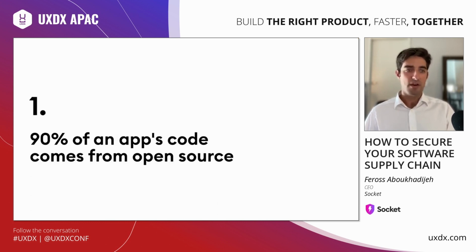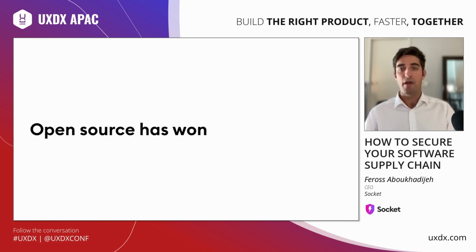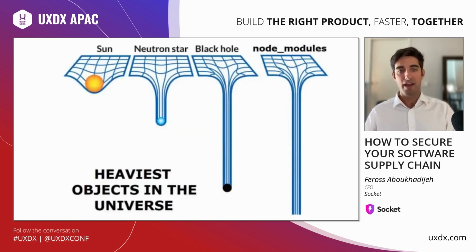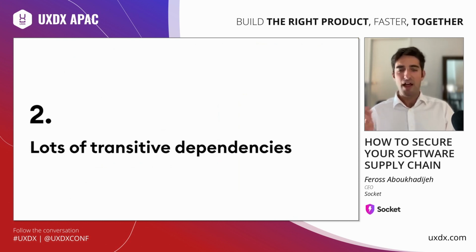So the first reason is that 90% of an app's code comes from open source. So really, open source has won. Open source has enabled teams to build powerful applications in days or weeks instead of months or years. Open source works because anyone can inspect the code, anyone can contribute, anyone can publish a package. And open source communities are trusting by default. Good contributors are rewarded with recognition and eventually publish rights. So this is also the reason why your npm node modules folder is often one of the heaviest objects in the universe.